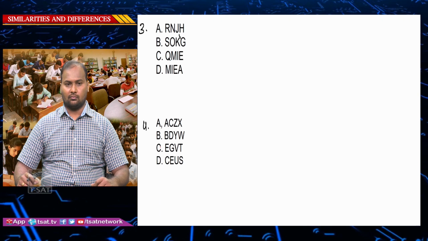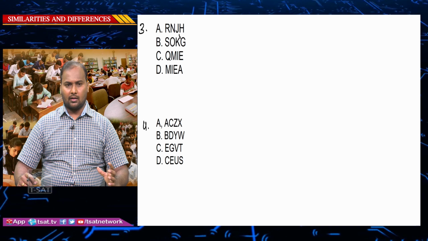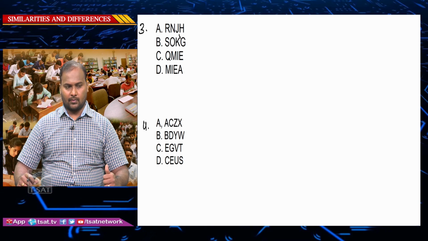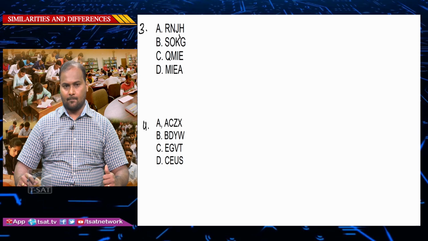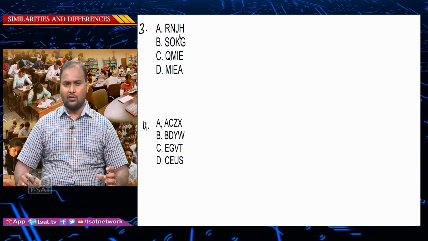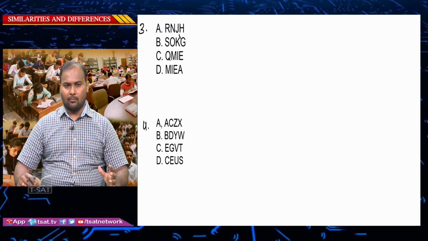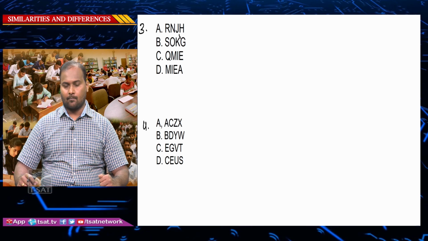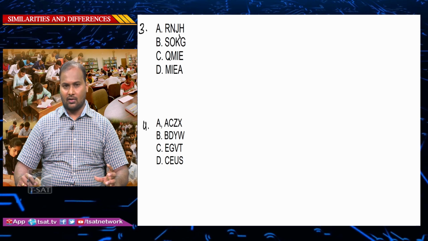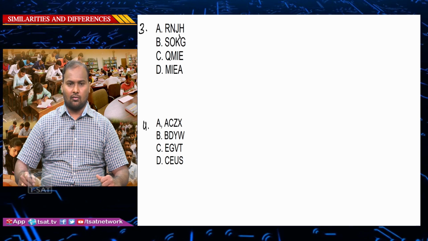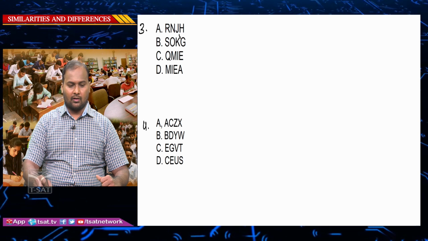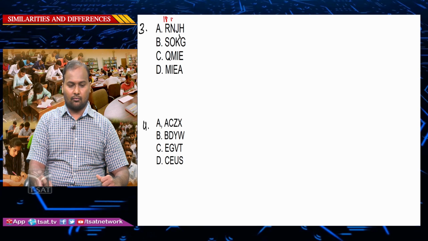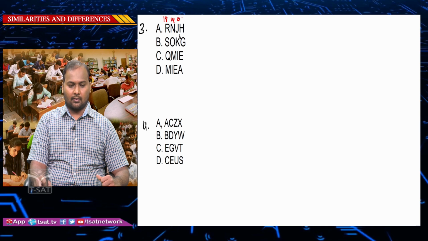See, if you see this question, RNJH, that is option A, SOKG, QMIE and MIEA. If you see this range of letters, what is very important in this type of question is observation of letters. How these letters are arranged, that kind of observation has to follow. For example, R is 18, N 14, J 10, H 8.